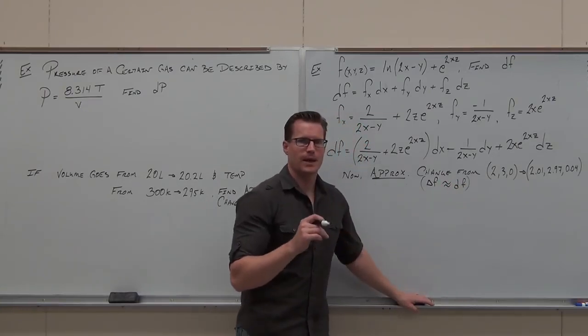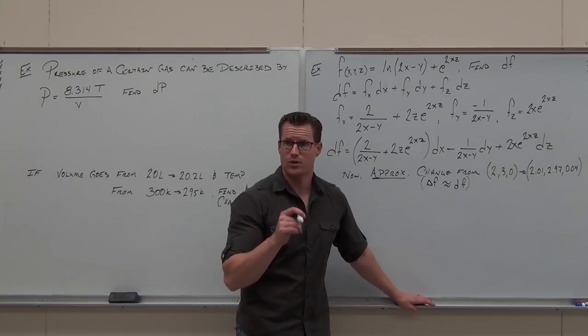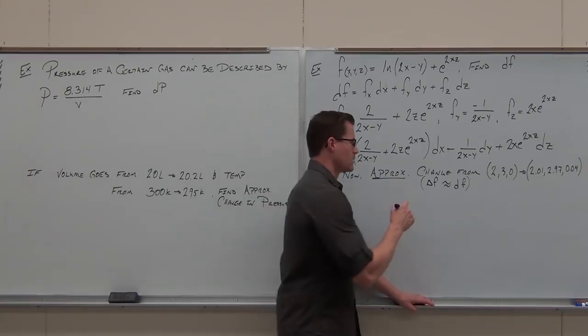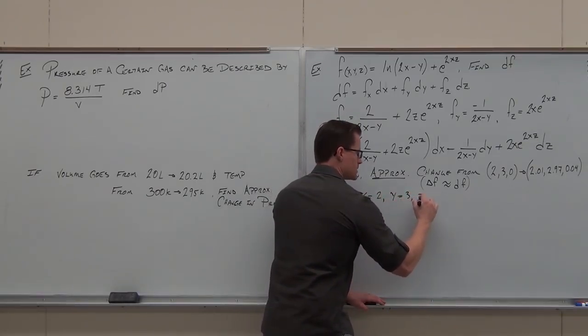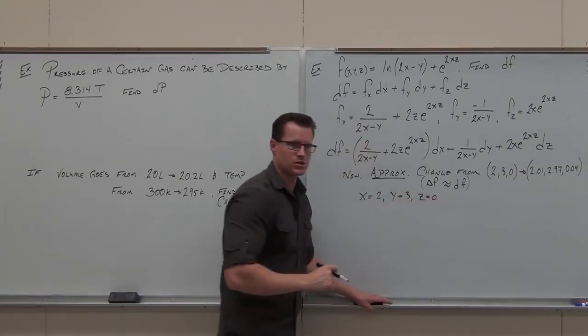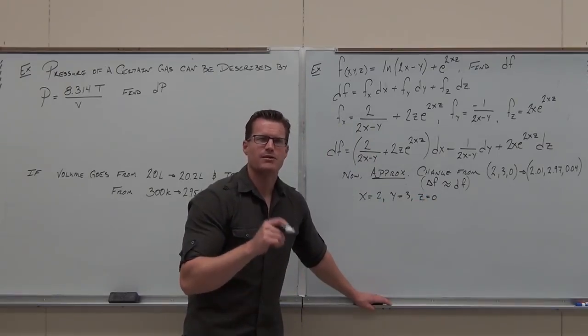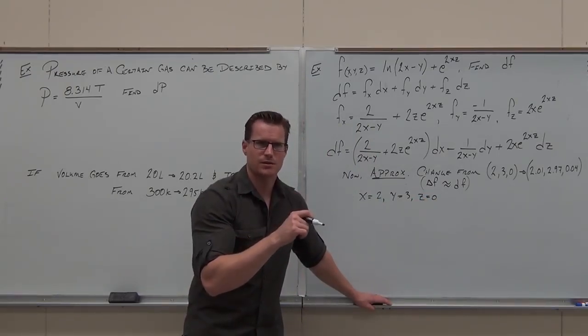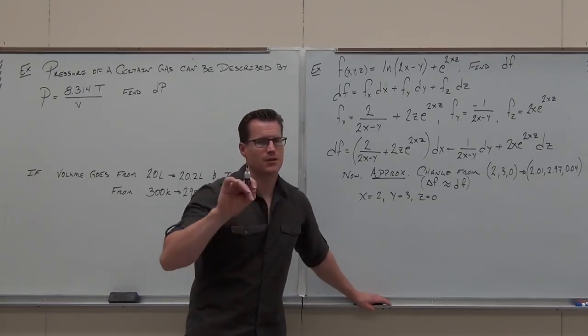Do you have an x, a y, and a z? A starting point. What's your starting point? So x is 2, y is 3, z is 0. Now, do you have a change in the x? Yes. How much? 0.01. Positive or negative? Listen carefully to the verbiage here.